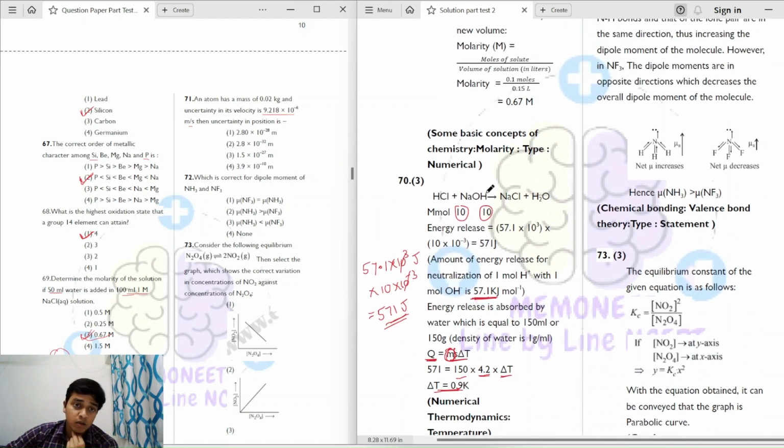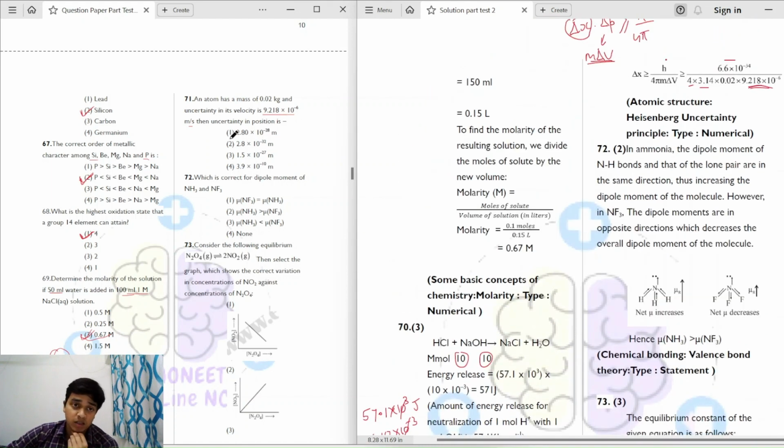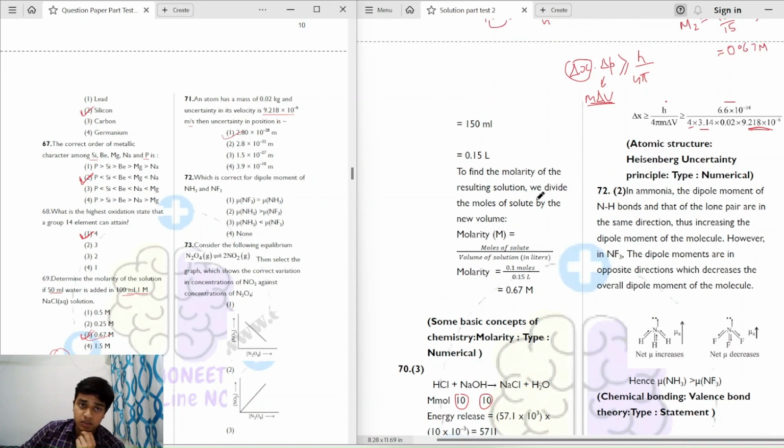So the final answer of this question comes out to be 2.8 multiplied by 10 raised to the power minus 28 meters. So that will be the uncertainty in position. Moving on to the next question.